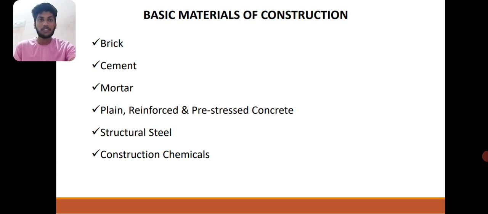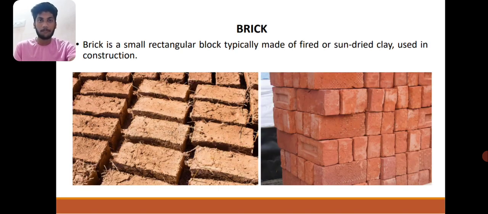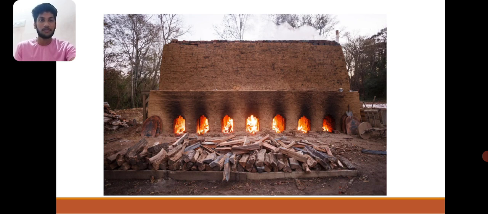And the next topic is basic materials of construction. It includes a few types: brick, cement, mortar, plain, reinforced and pre-stressed concrete, structural steel, construction chemicals. So let's see one by one. The first one is brick. Brick is a small rectangular block typically made of fired or sun-dried clay used in construction. You may see here.